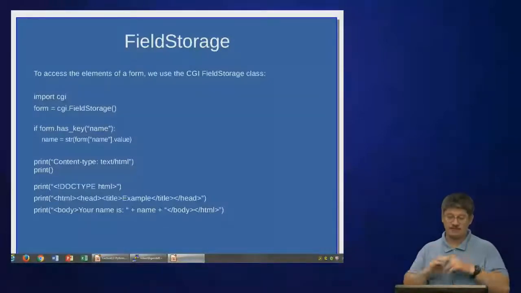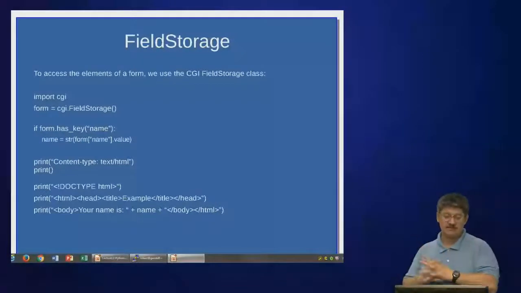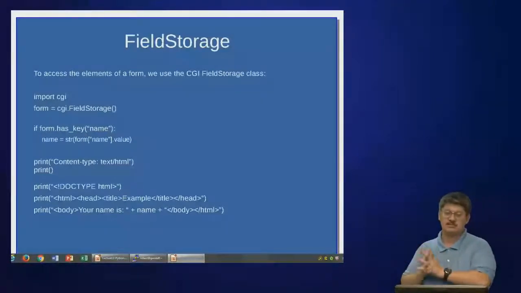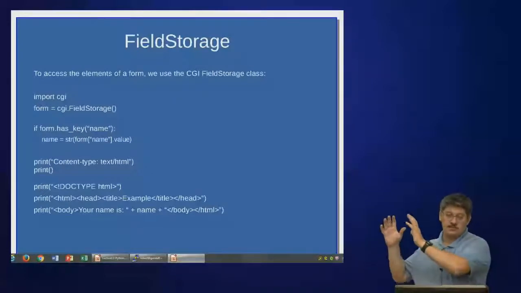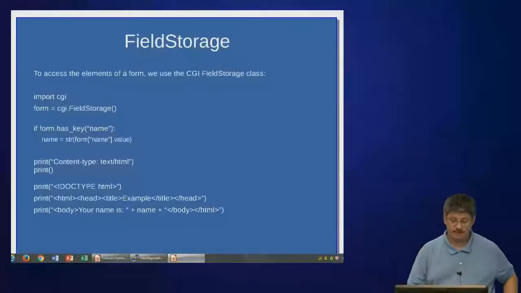Here's my doctype tag I'm going to print. Then I'm going to print my HTML tags, my head tag, and my title tags. And then I'm going to print my body. And in my body, I'm going to say "Your name is". Notice I use double quotes to end the string literal. Then I say plus name plus, and this will actually embed the name that we fetched from the form. And then plus, and in double quotes again, I have the slash body and slash HTML tags.